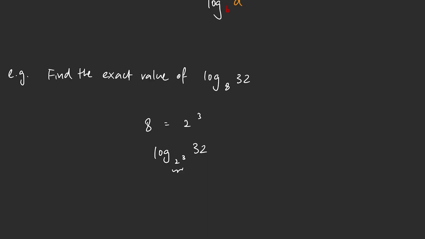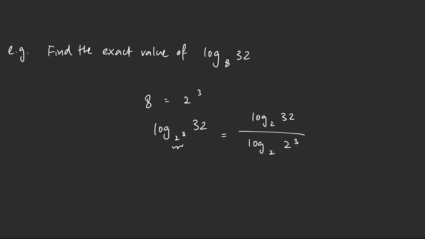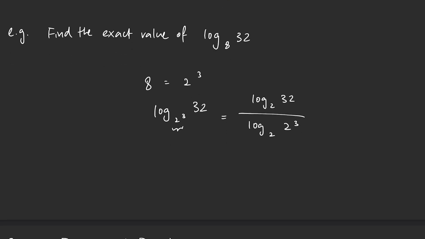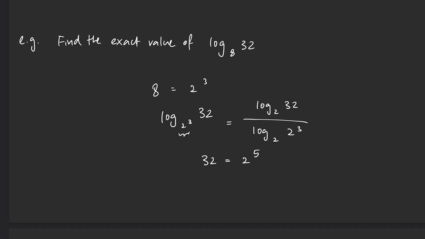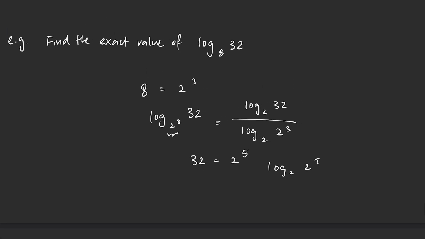If we change this to base 2, we have log base 2 of 32 over log base 2 of 2 cubed. Well, 32 is actually 2 to the 5th. So we have log base 2 of 2 to the 5th over log base 2 of 2 cubed. And what does this mean? It's saying 2 raised to what power gives us 2 to the 5. So clearly it's 5.